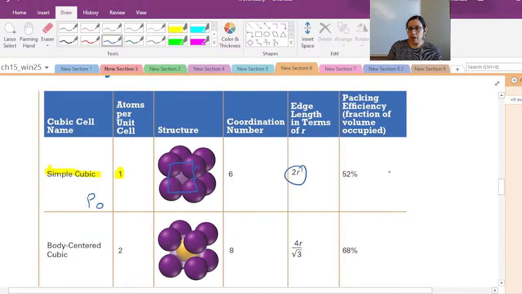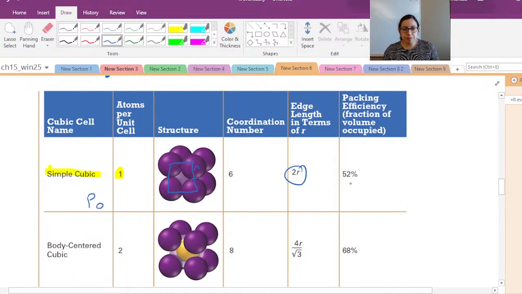And so this is, again, just for your information, packing efficiency. So that just means how much is in there. So obviously there's like 50% empty space.